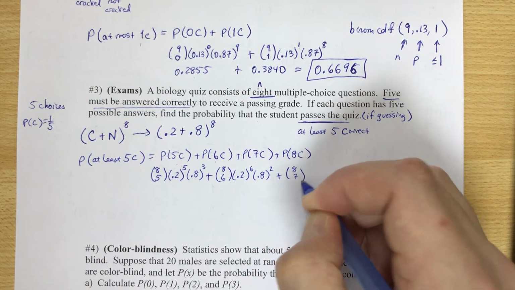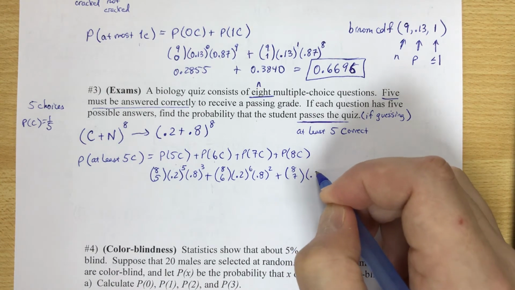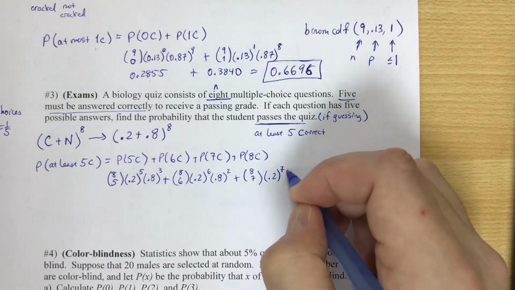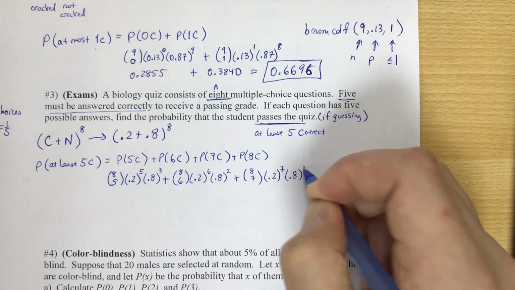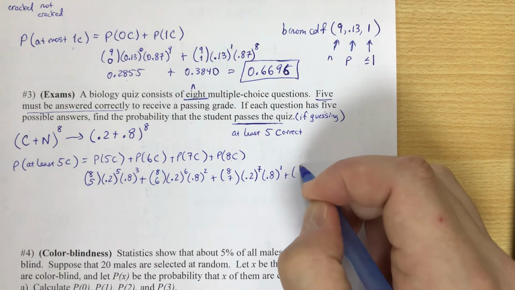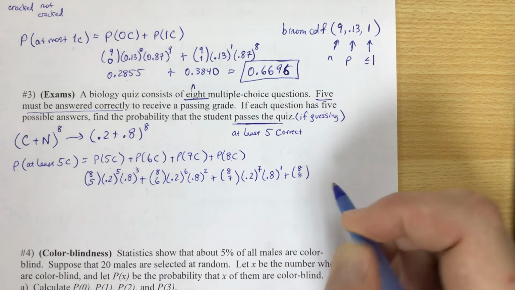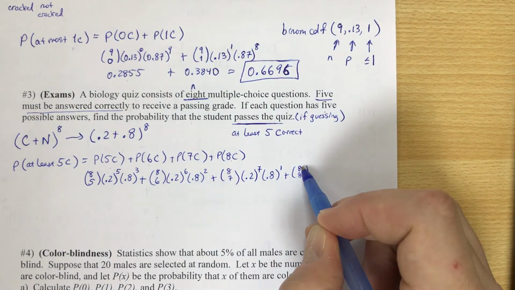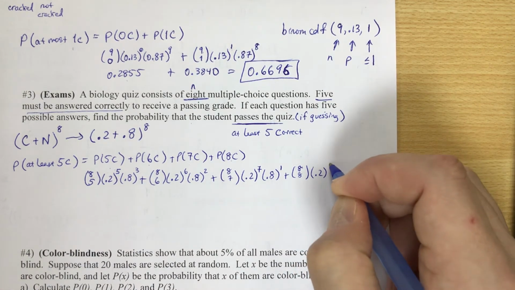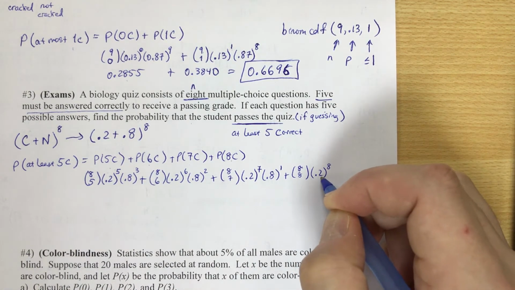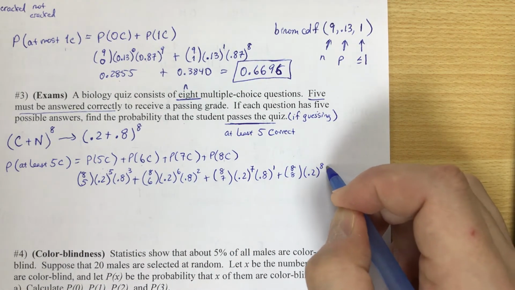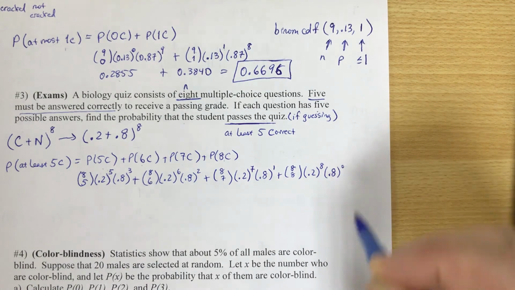7 correct. So now it's 0.2 to the 7th times 0.8 raised to the 1st, that's 1 wrong. And then if we get them all correct, that would be amazing. So out of 8 questions, we get 8 of them right. There's a 20% chance that we guess correctly for all 8. 0.2 to the 8th. Now this is 0.8 to the 0.